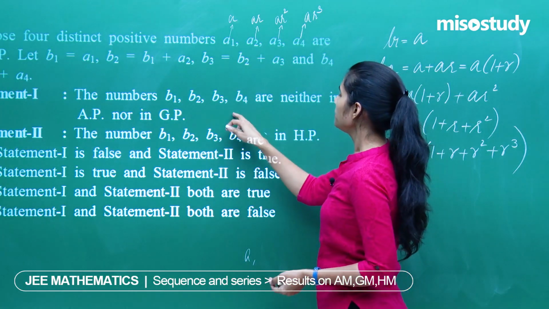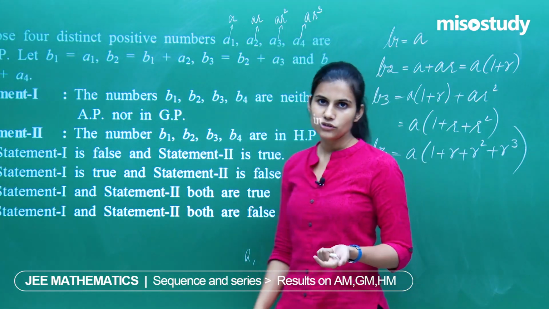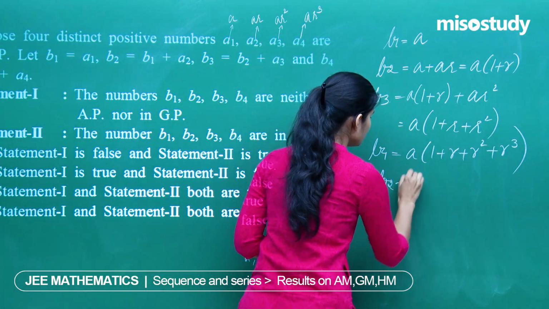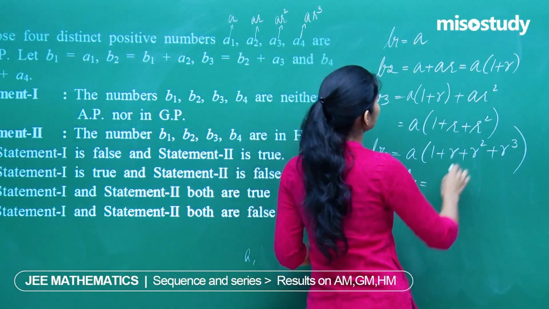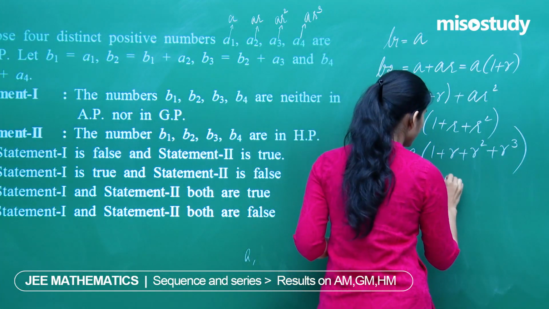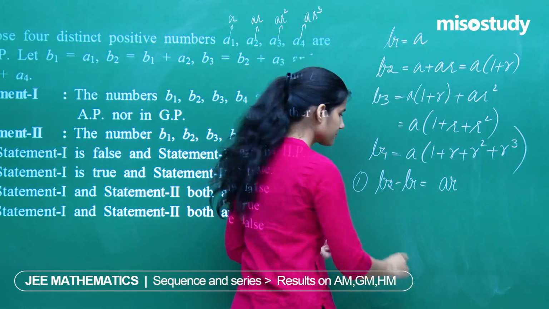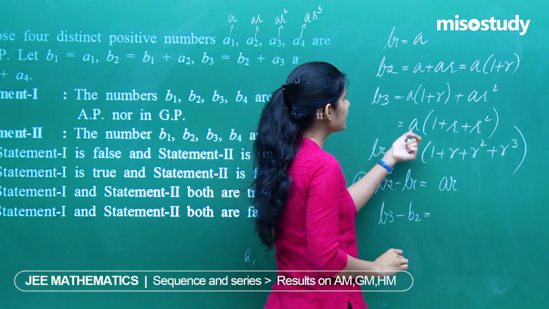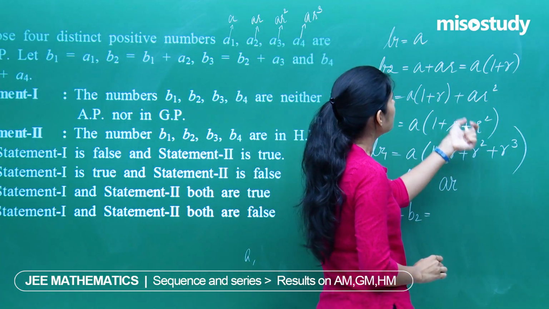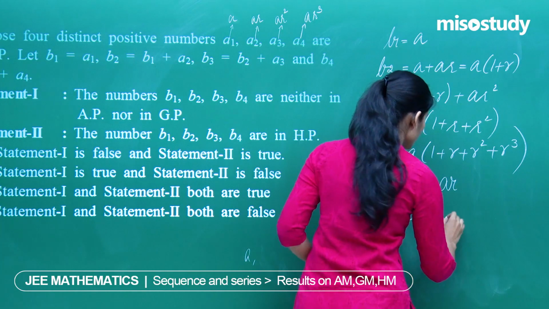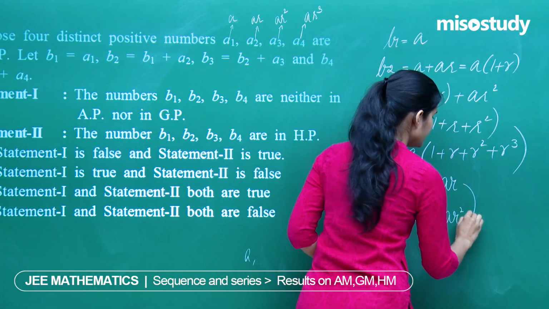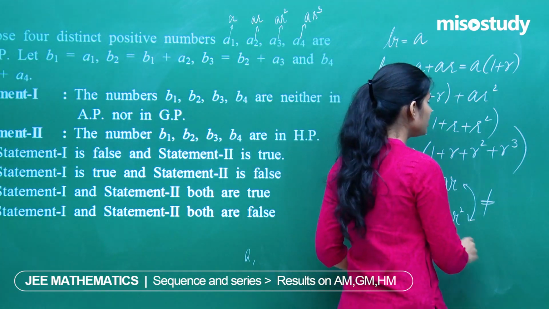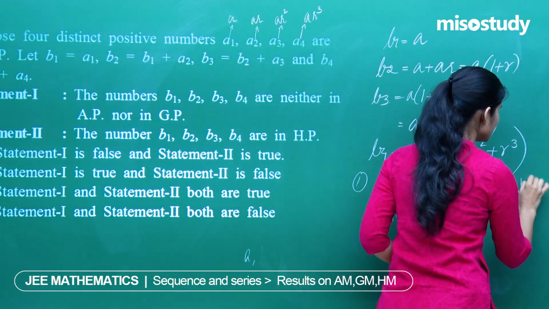Statement 1 says that B1, B2, B3, B4 are neither in AP nor in GP. Let's check. If I talk about AP, what is B2 minus B1? B2 minus B1 is A plus AR minus A, which is AR. What is B3 minus B2? B3 is A plus AR square minus A minus AR, so you have AR square, and these two are not equal. So yes, B1, B2, B3, B4 are not in AP.